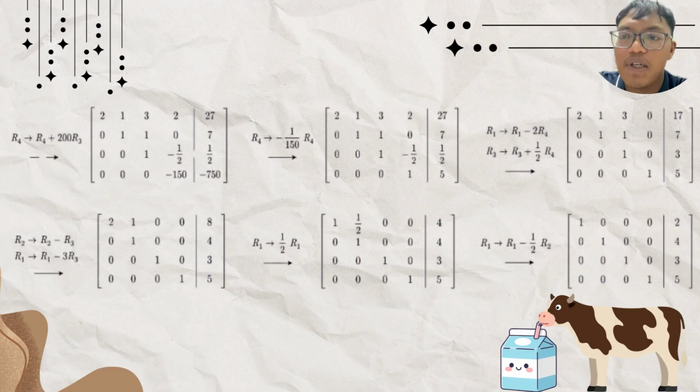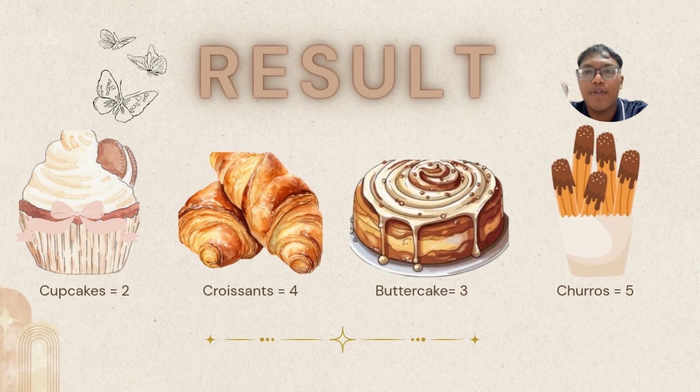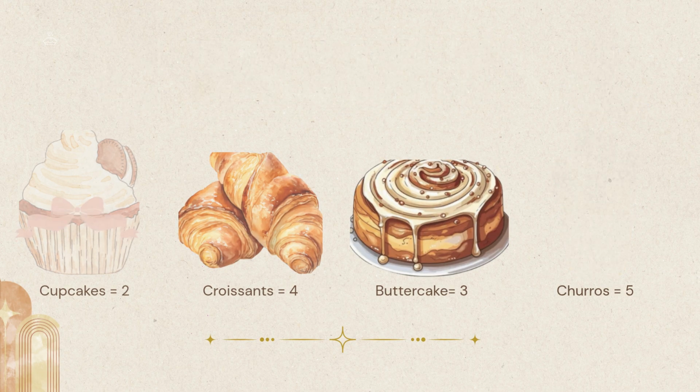Next, we shift focus to column 3, applying R2 minus R3 and R1 minus 3R3 to clear it out. Then we scale row 1 with R1 over 2 to get the pivot of 1, and finish with R1 minus 1 over 2 R2 to clear the last entry, reaching the full identity matrix. From our final identity matrix, we successfully extracted the exact quantities: cupcake equals 2, croissant equals 4, butter cake equals 3, churros equals 5.